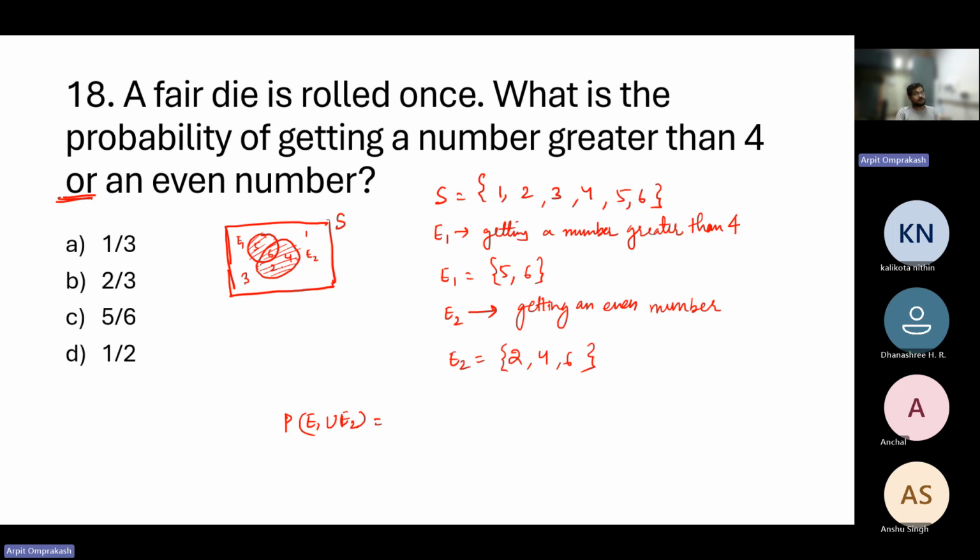So here we have 1, 2, 3, 4, 4 numbers, and in total we have 6 numbers. So it will be 4 by 6 or 2 by 3, right? But if you want to basically put in formulas and all, also we can do that. So we have it is probability of E1.